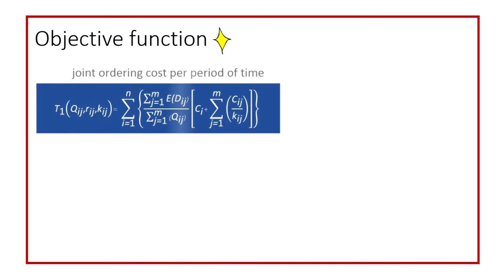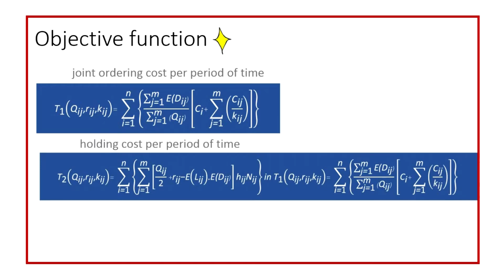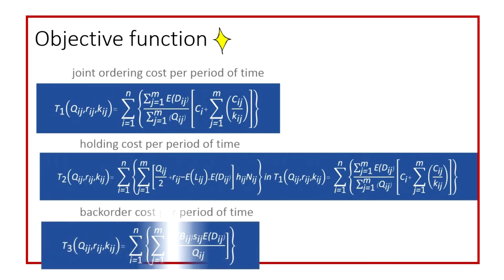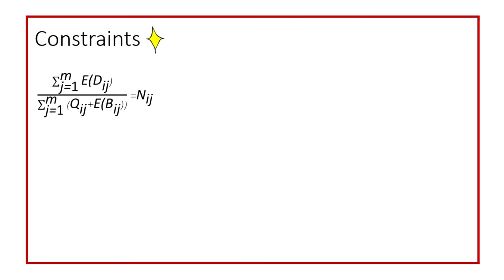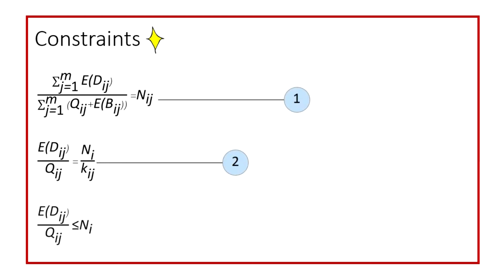The objective function is total cost, which consists of three equations. The first one is joint ordering cost per period of time, then holding cost per period of time, and backorder cost per period of time. And these are the constraints of the mathematical model. There are 7 constraints.